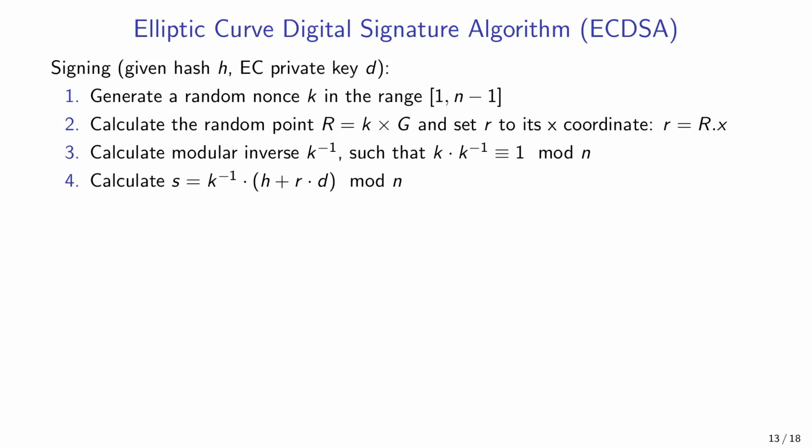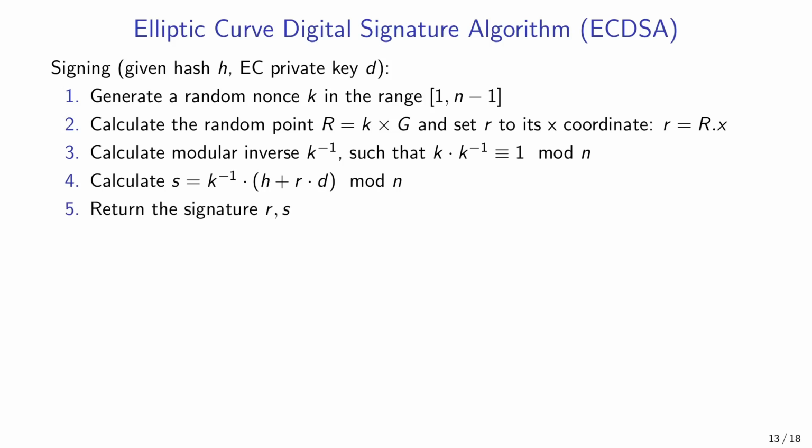Now, what is the complexity of this signing operation? Note that this multiplication of the base point G with the random nonce key k is the only elliptic curve point operation here. This calculation of s here is pure integer arithmetic without involving any elliptic curve operations. And this is the reason why ECDSA signing can be implemented very efficiently.